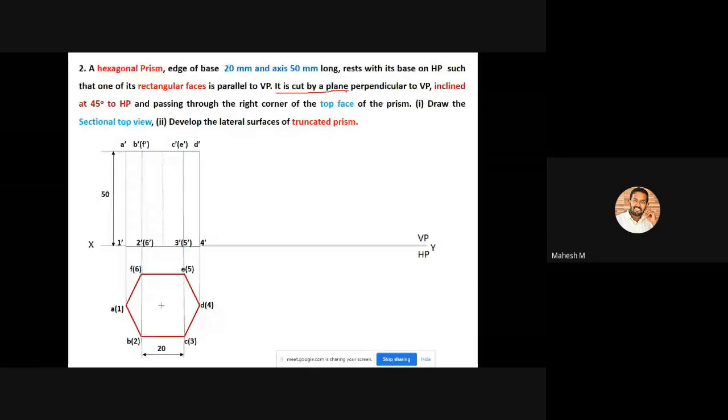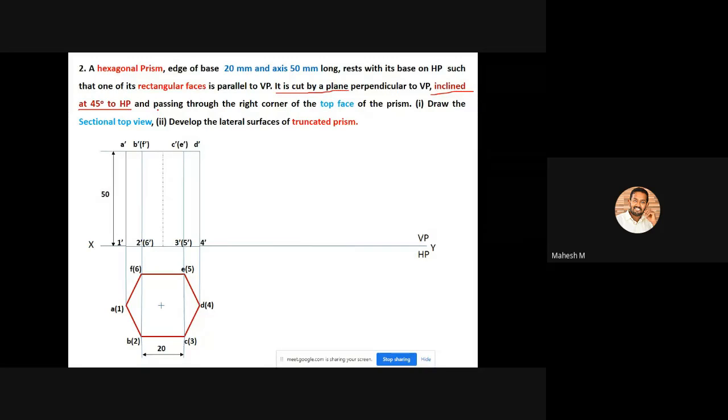What is called a truncated solid? Similar to a frustum, if you are cutting any solid at a particular angle, then we can call that solid a truncated solid. If we are creating a section line parallel to the base, then that one will be the frustum. If we are creating an inclined section line, then we can call that a truncated solid. So it is cut by a plane perpendicular to VP. If it is perpendicular to VP, normally it will be inclined to the HP. So you'll have an inclination of 45 degrees to the HP. So the cutting plane will be available in the front view.